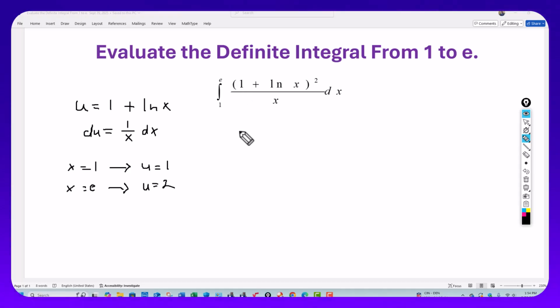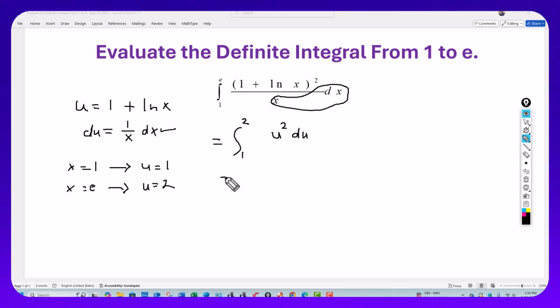Now we can plug in and change the limits from 1 to e to 1 to 2. Put a 1 here and a 2 here. And the 1 plus ln of x, that would be u. That would be u squared. And the dx over x right here would be the du.